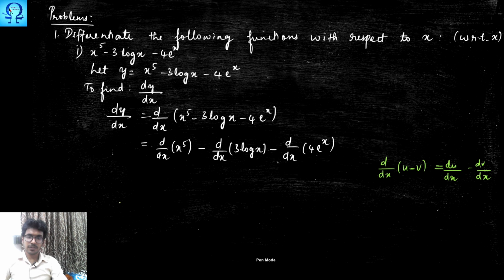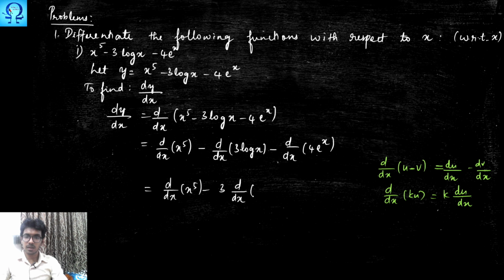For the next step, we have to make use of the constant multiple rule. I'll write the rule in a different color. d upon dx of ku is k times du upon dx. If you apply this rule repeatedly, you get the first term as it is. In the second term, you can take 3 outside, so d upon dx of log x. Minus 4, you can take outside, so d upon dx of e power x.